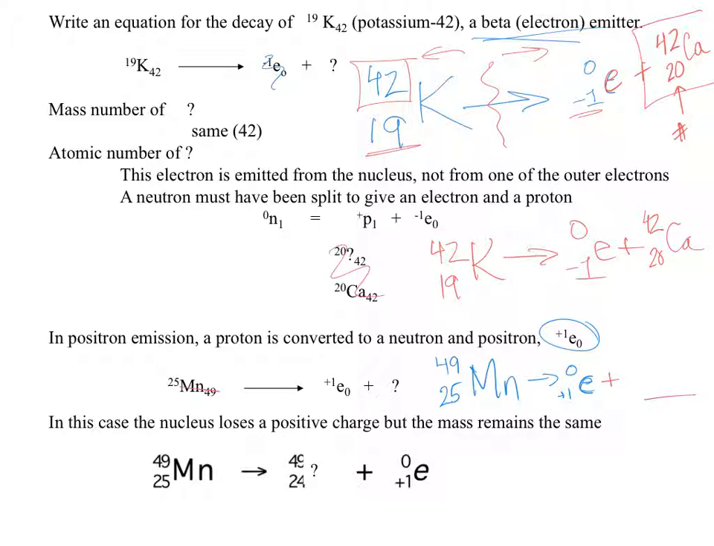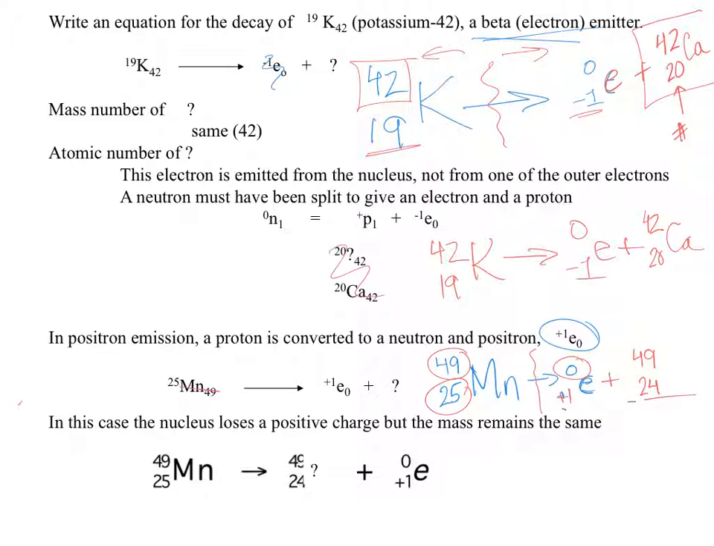Okay, so let's figure out what we're missing. 49 and 0, divide my equation. The sum has to add up to 49. So 0 plus what is 49? Well, 49. And then the bottom has to add up to 25. Well, my positron is a +1 down here. So in other words, 25 minus 1, my bottom number has to be 24. And I can always check that. 1 plus 24, yeah, that adds up to 25.